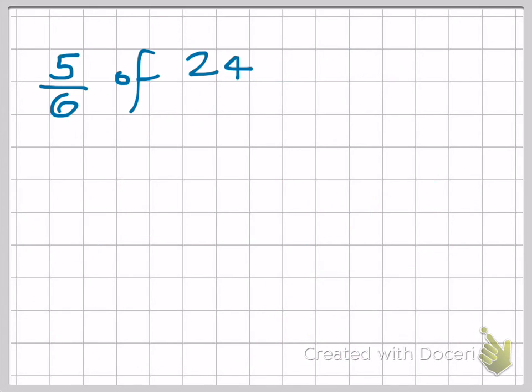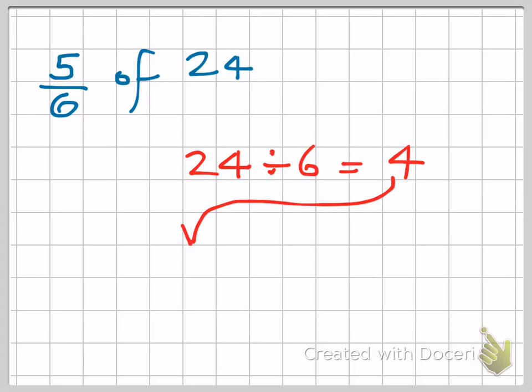Let's try that with one more example. 5/6 of 24. Take the number 24, divide by the bottom. The value on the bottom is 6, so 24 divided by 6 is 4. Take that 4 to the start of the sum. We've divided by the bottom, now we're going to times by the top, and our top number is 5, and that will give us 20.